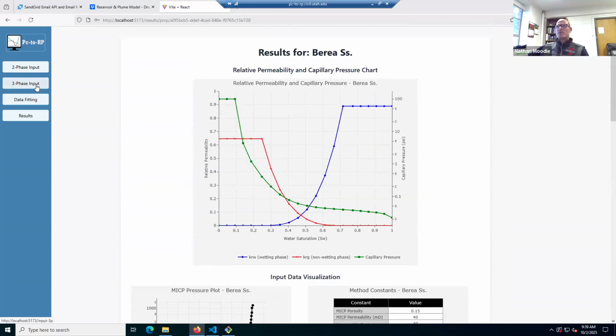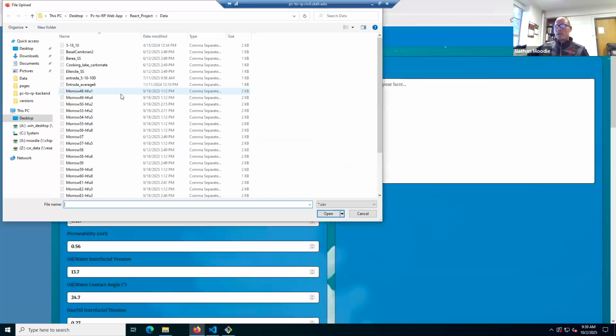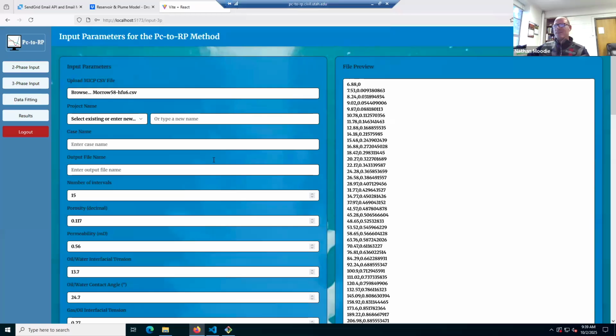We can do the same thing for 3-phase. Go here for 3-phase. We'll select one of these Morrow sandstones. We'll do the 58. I've done this one a number of times. I know this one works. Select that. Now that we've entered a project name, it's now saved this project name. So we'll go ahead and select that. Give it a name.